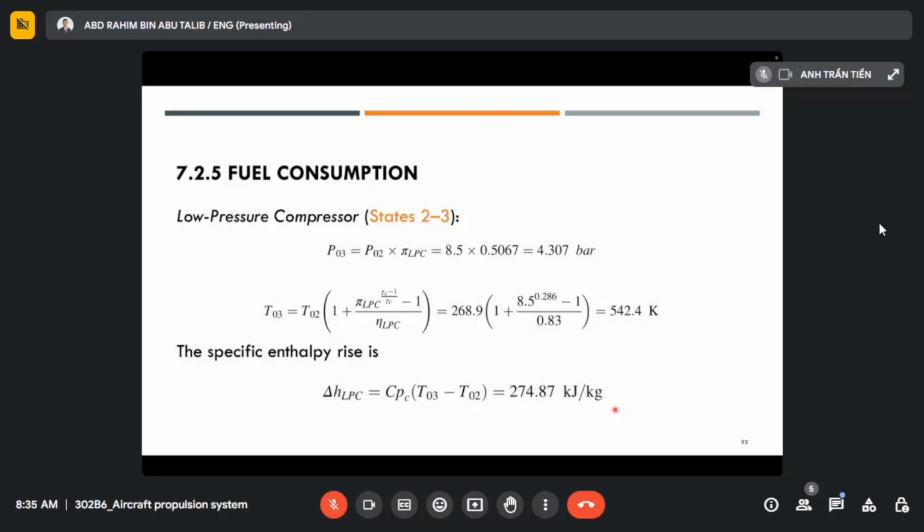Moving into the low pressure compressor, state 2 to 3. You have P03, put in the low pressure compressor value, and then you get P03 at 4.307 bar. And the temperature T03 at the end of this compressor is 542.4 Kelvin. The specific enthalpy rise can also be found as 274.87 kilojoule per kilogram.